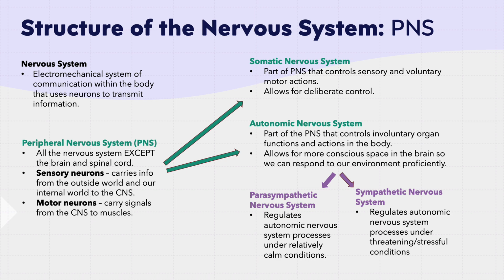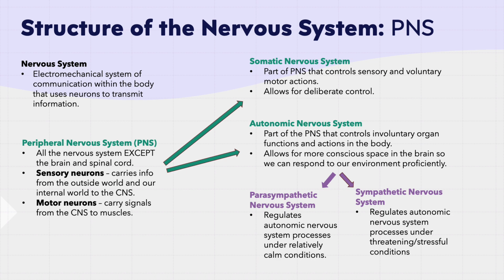So you have your somatic nervous system, which basically controls your sensory and voluntary motor actions. So it allows for deliberate control, where the autonomic nervous system helps control involuntary organ functions and actions in your body. That way you can have more conscious space in the brain to respond to your environment proficiently, because we don't need to be thinking about whether we're hungry all the time, or how do we even breathe, or how do we move.